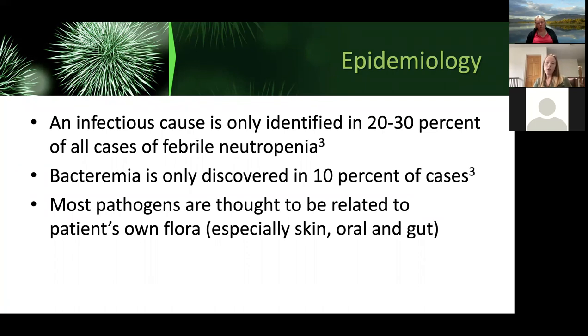It is thought, though, that most of the pathogens that cause febrile neutropenia are likely related to the patient's own flora, especially skin flora, oral flora, and gut flora. Not as much genitourinary infections, but specifically skin, oral, and gut are where we think most of the cases of febrile neutropenia come from.